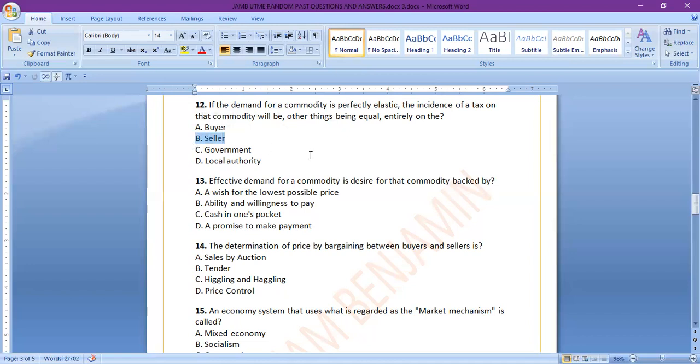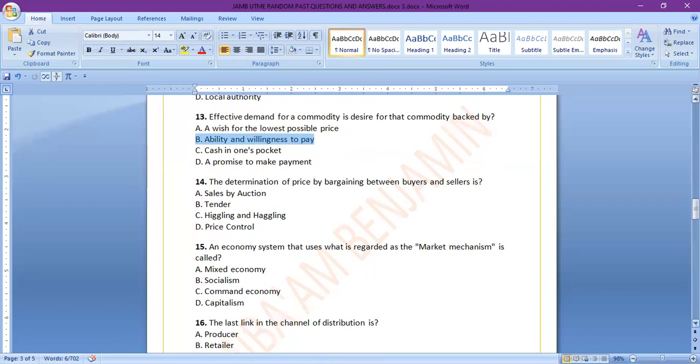Number 13, effective demand for a commodity is desire for that commodity backed by A, a wish for lowest possible price, B, ability and willingness to pay, C, cash in one's pocket, D, a promise to make payment. This is very simple. The definition of effective demand is the ability to pay, right? The ability and the willingness to pay for a commodity. That is what determines if a commodity has an effective demand or not. So this is a very straightforward question.